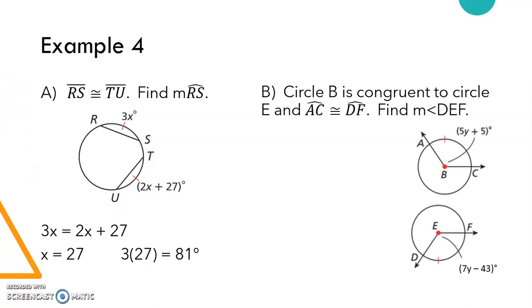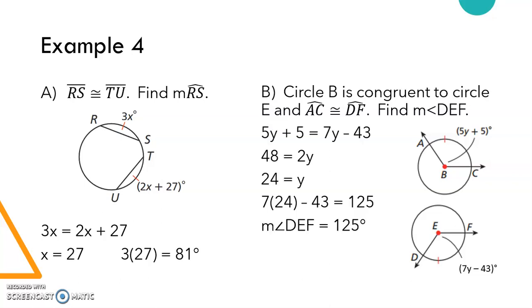In part B of this example, they tell you that circle B is congruent to circle E. So I know that these two circles are congruent. And I also know that arc AC is congruent to arc DF. So those are congruent arcs. And they want me to find the measure of angle DEF. So see if you can do that and then press play to see if your answer is correct.